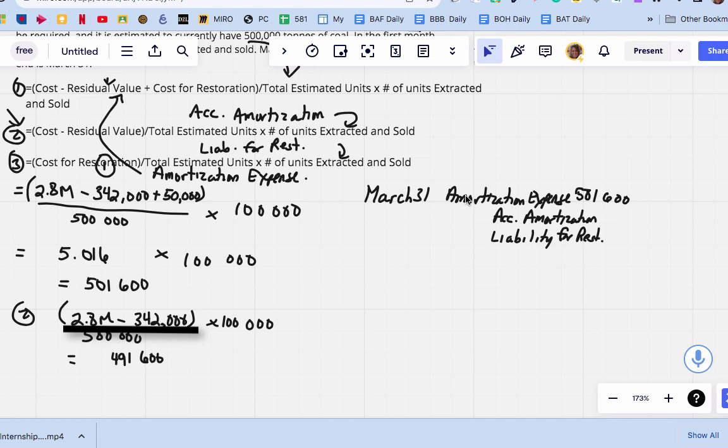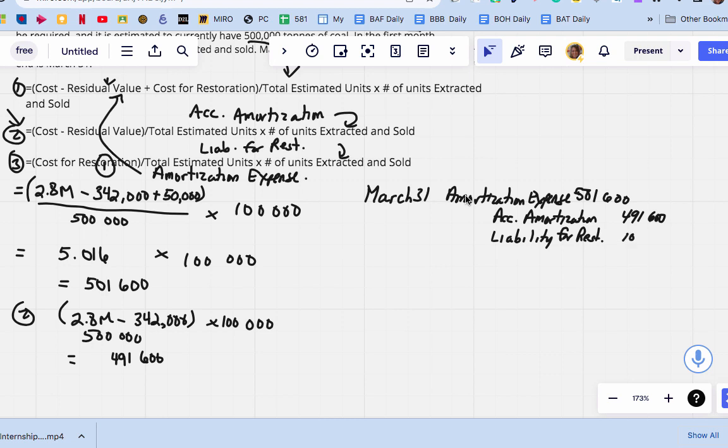Okay, so now we can put that in our journal entry here. Now, here's what I suggest you do. You calculate your liability for restoration by using the formula, and you subtract this from this to determine what our credit is that we need to put in here for our journal entry to balance. When we subtract 491,600 from 501,600, we're going to get $10,000.